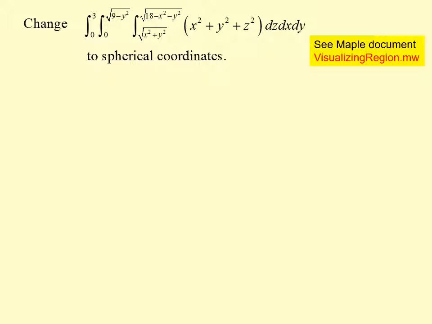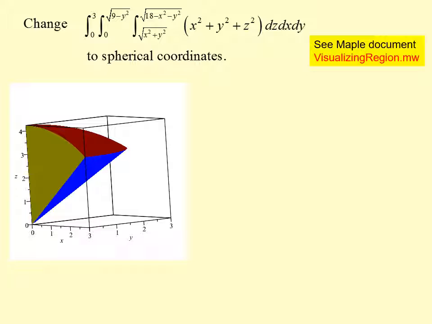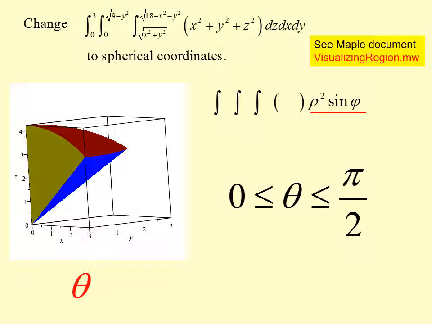Now I have a Maple document that you can enter the integral and it will show you the region. That's called visualizing region. And here is what I typed already. This is what I've got from the Maple document that shows me what the region here looks like, and I want to convert that. Again, we have the factor rho squared sine phi that we have anytime we change to spherical coordinates. Now the theta is just in quadrant 1, which would be 0 to pi over 2.